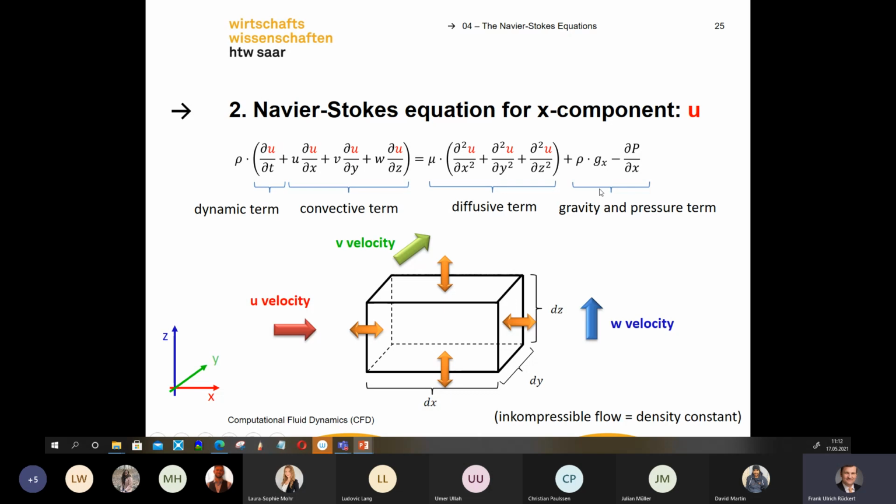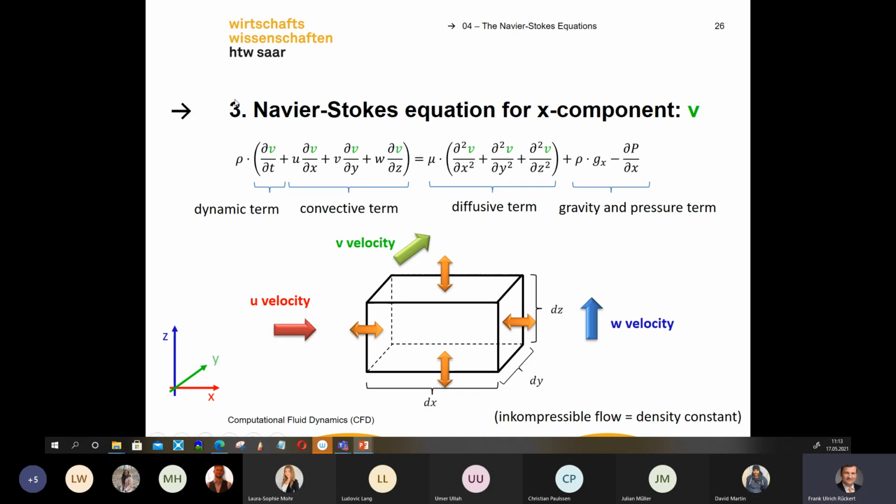Additionally, just remember your Bernoulli equation. Now we also have the gravity term. It's the same as in Bernoulli. And we have a pressure difference, the derivation of the pressure after the x component. Okay, that's more or less the description. And this is a description for incompressible flow, so the density does not change. You can imagine if we have compressible flow, it can be a bit more complicated.